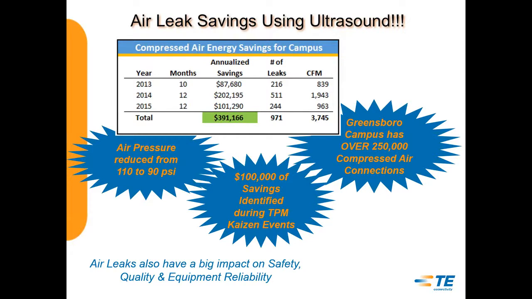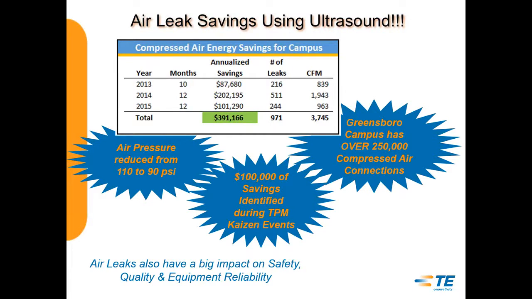Like I say, we ran a lot of TPM kinds of events where we used the ultrasound and air leak savings, and I think we probably had over 20 of those events that saved over $100,000. That was included mainly in that $200,000. Like I said, on the Greensboro campus, as I mentioned before, we have over 250, 300,000 compressed air connections. So it's just a constant battle to try to stay on top of that.